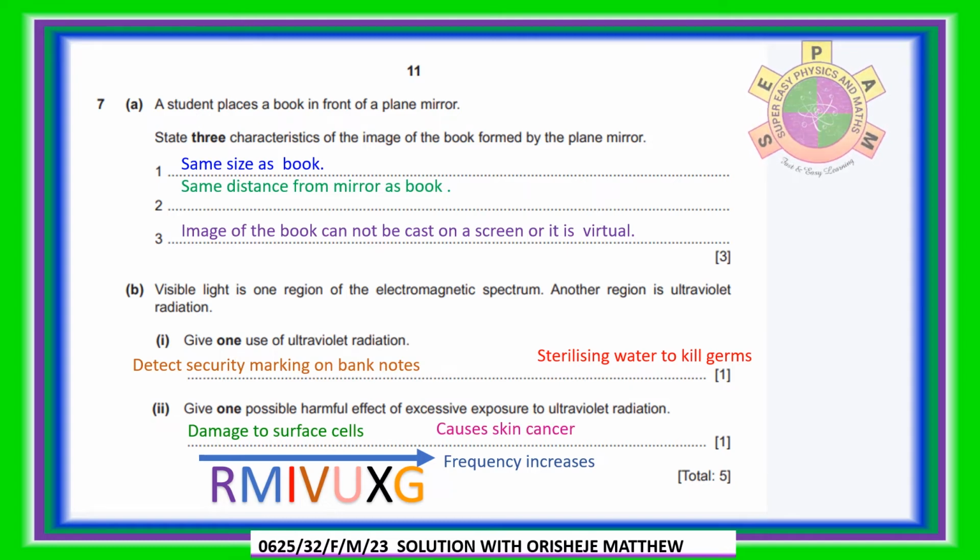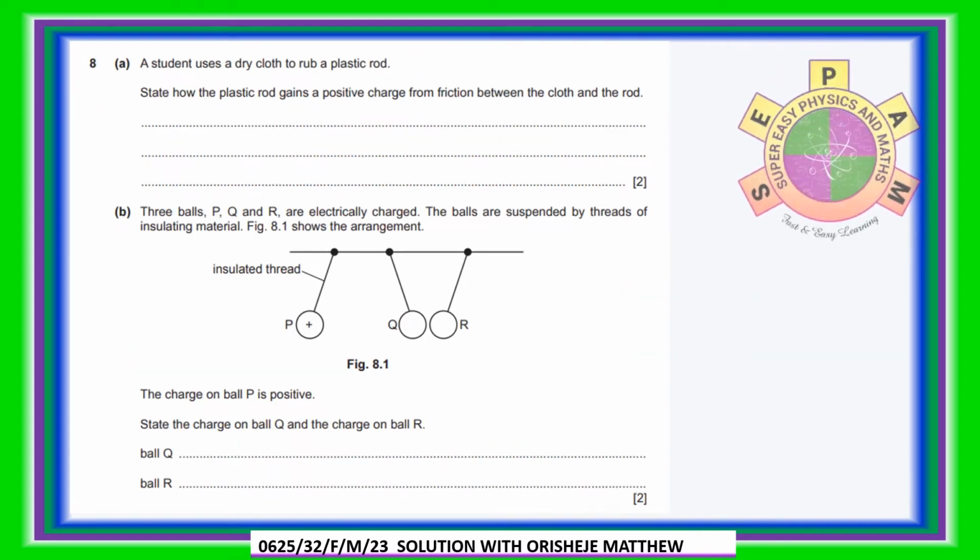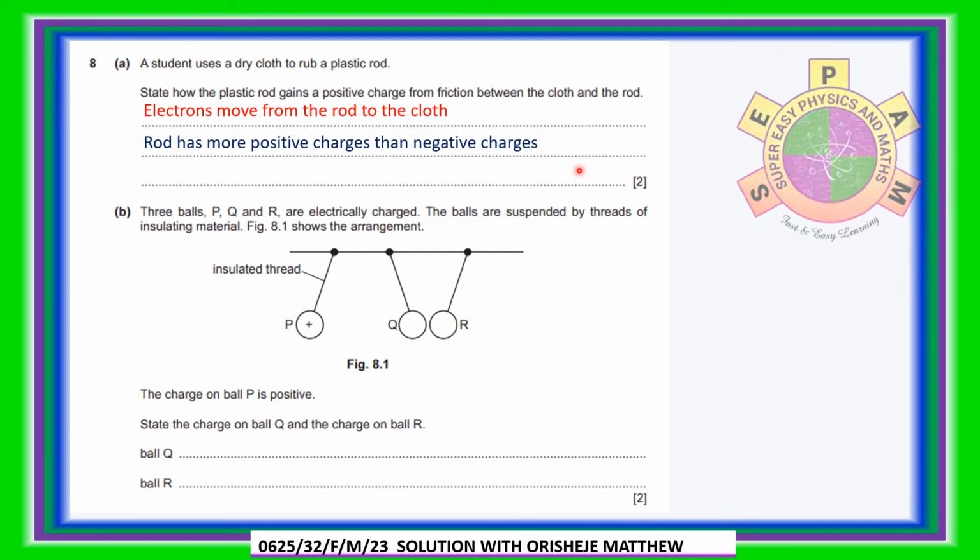Question 8. A student uses a dry cloth to rub a plastic rod. State how the plastic rod gains positive charge from friction between the cloth and the rod. So when you rub, the electrons move from the rod to the cloth. The rod has more positive charge than negative charges. So that is why it becomes positively charged.